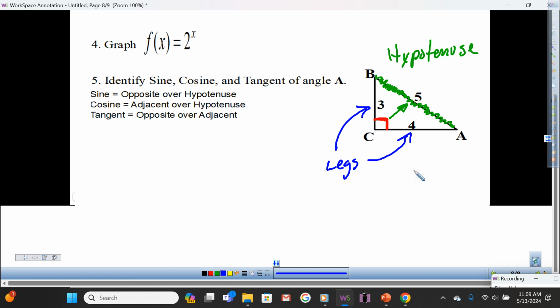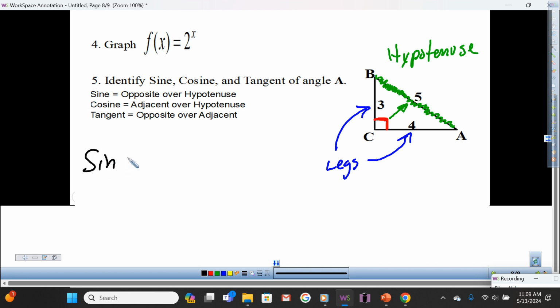So, we have a right triangle, and it's got 3 angles. It's got A, B, and C. So, sine, cosine, and tangent are based off this right triangle. So let me write my first formula.